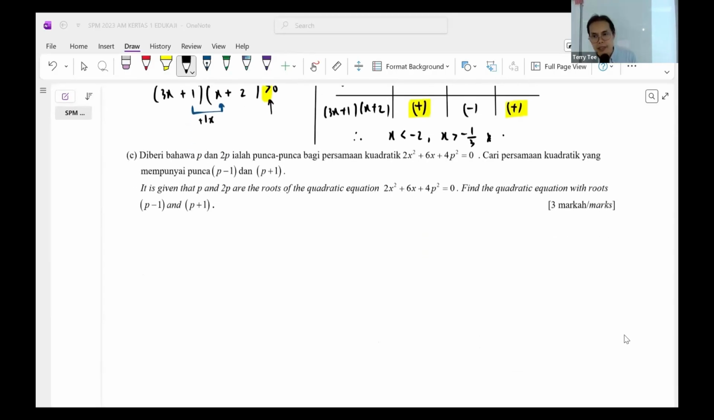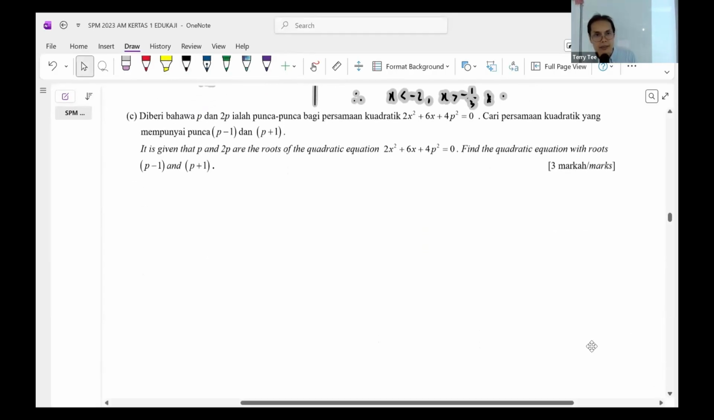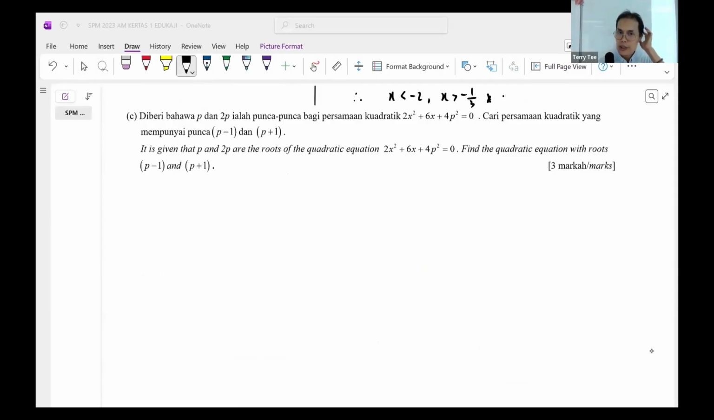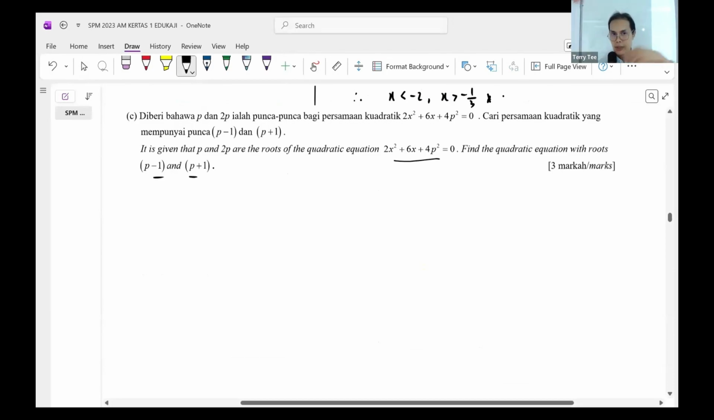Part C, this one, you have to use the SOR, POR method. All right. So p and 2p are the roots of this equation. Find the quadratic equation with the roots of p minus 1, p plus 1. Okay, now what you can find out is your p. So if this is the root, we are given the root, we're given the equation. So when you see this, we have to use SOR, POR. For example, you can say this is your alpha, this is your beta, that's the method.